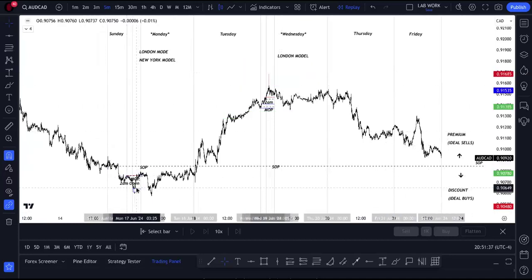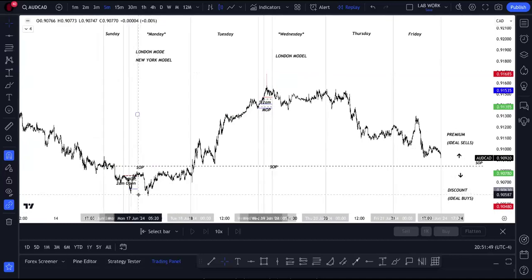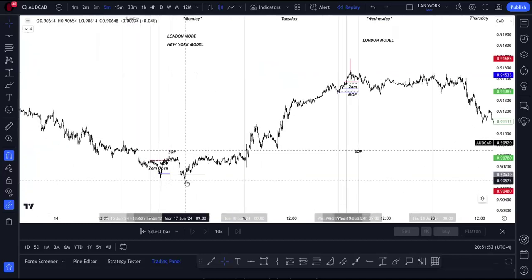Even Monday, London and New York. Oh, there was a New York model. We didn't even talk about that. We could talk about it, but I'm moving on to the next topic. It's the same idea. So I guess the London model didn't play out, but the New York model did. But that London model also lapped over into the New York model too.